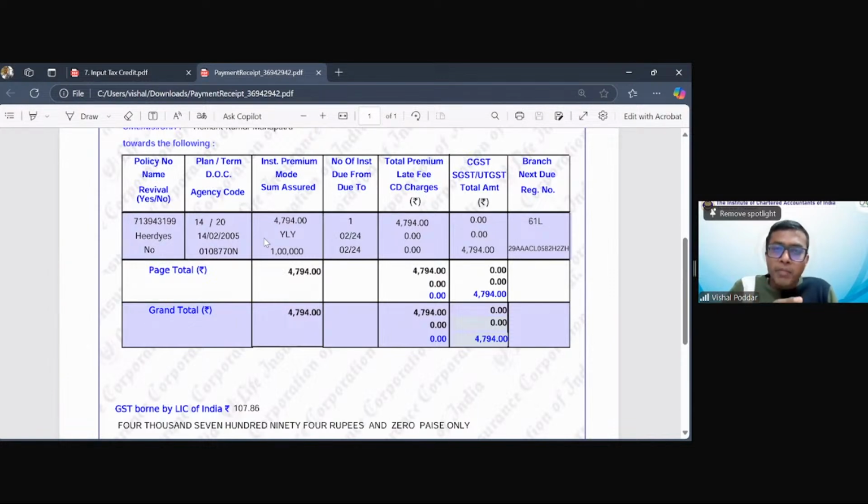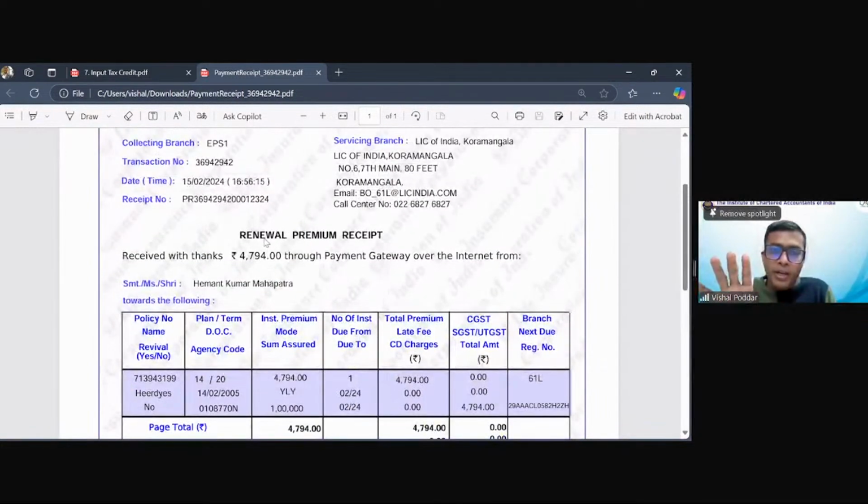Is it a term plan? No, it is not a term plan. It is an endowment plan. Now, is it the first year or a subsequent year? It says renewal, which means it is a subsequent year. Subsequent year, if you all remember, this was 12.5%.